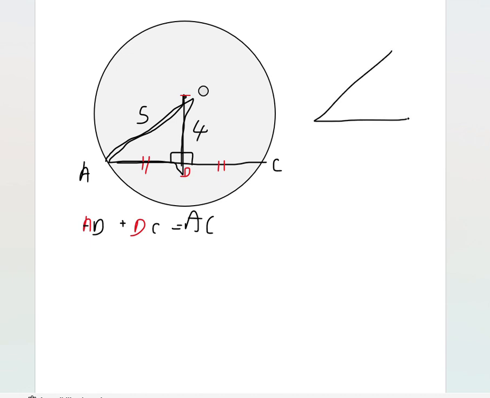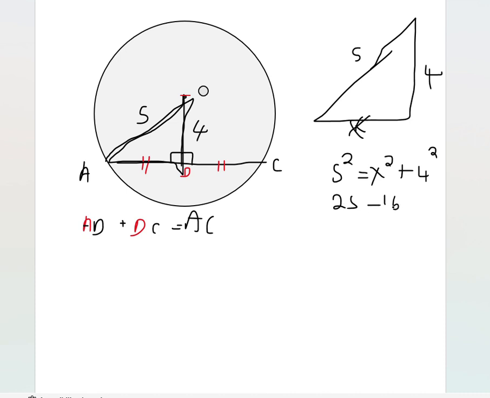So if I take this triangle here and I put it here, I've got a 5 here, I've got a 4 here, and I have to solve for x. So I can solve for x using the Pythagoras theorem. This says that 5 squared, which is the hypotenuse, is equal to x squared plus 4 squared. 5 squared is 25, minus 16 is equal to x squared. 25 minus 16 is 9, so 9 is equal to x squared, and it means that x is equal to 3. So this means that this length here is 3.